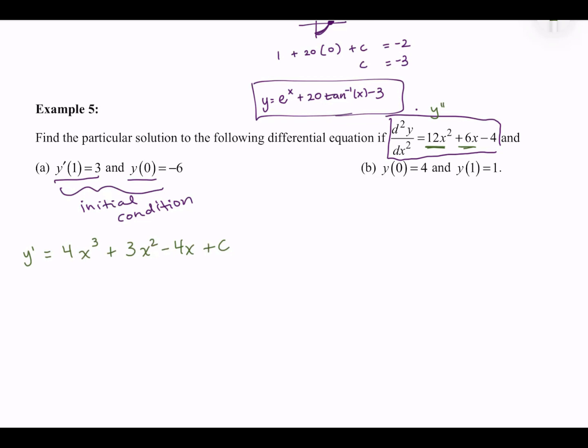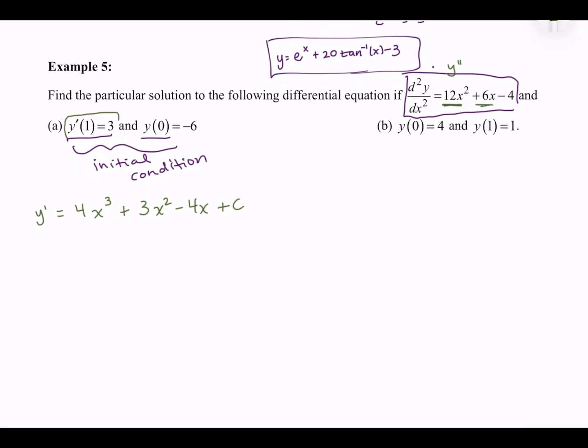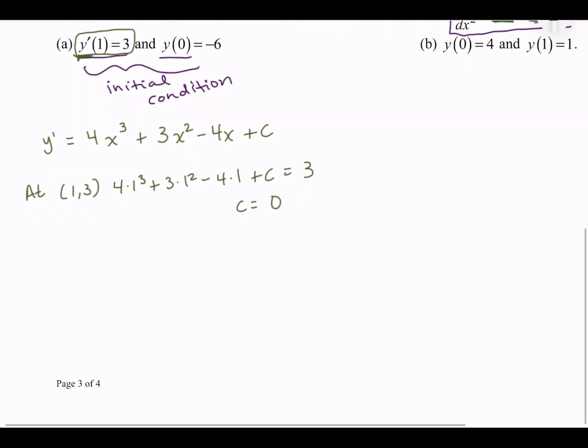If you're not sure about that antiderivative, go ahead and check it by finding the derivative to prove that it's correct. And now we're going to be using this initial condition. So at (1, 3), I can plug this into my y prime to solve for c. So I'll have 4 times 1 cubed plus 3 times 1 squared minus 4 times 1 plus c is equal to 3. So doing a little bit of mental math, I would solve this and get c equals 0. Oh, that's great. So c equals 0. That's fine.